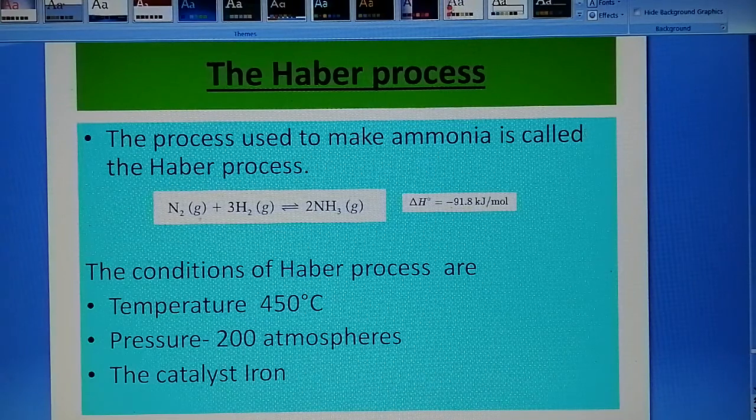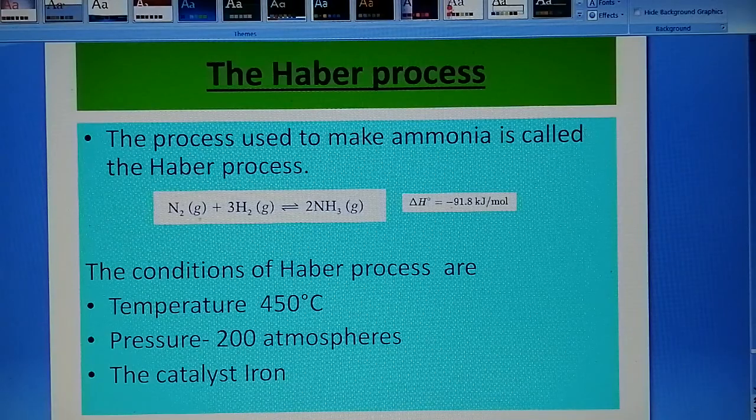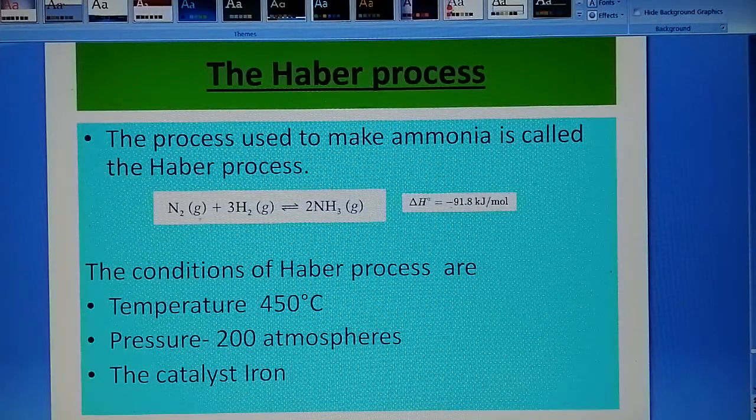Now first I'll tell you what the conditions for the Haber process are. The temperature must be 450 degrees, the pressure will be 200 atmosphere, and the catalyst is iron. We will discuss the conditions in more detail in the next class. Now we will just see that these are the conditions we are using for the preparation of ammonia by the Haber process.